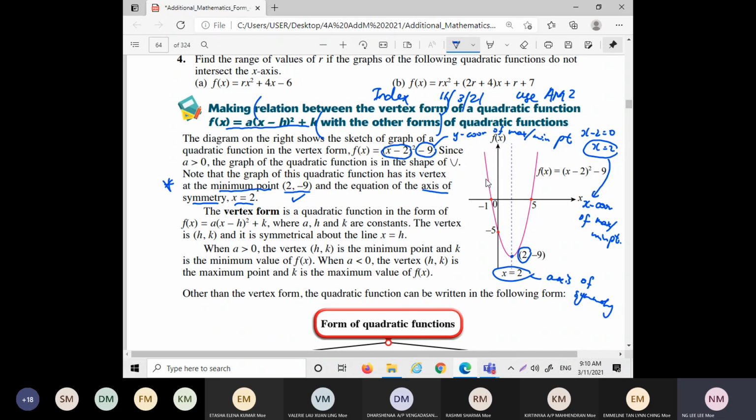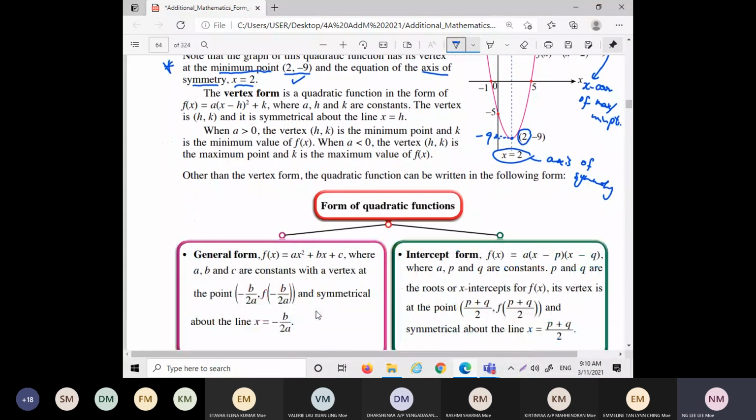You look at this graph. What is the minimum value of this graph? This value will be the minimum value of this graph, meaning there is no value less than this. So -9 will be the minimum value of this f(x). f(x) actually is y. So what is the minimum value of y? -9. When a is negative, it is the other way around, and it will be a maximum value.